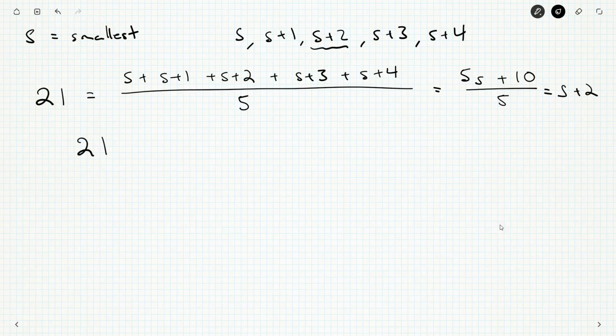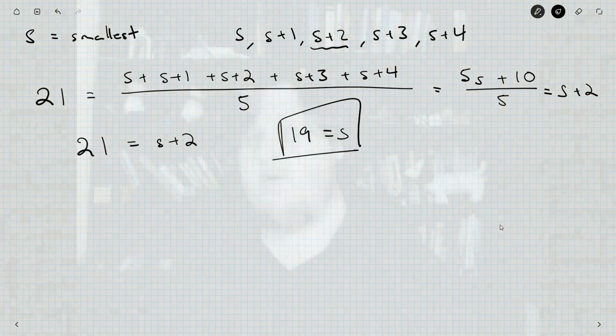Of course, if you did do this algebra, then you can say, well, 21 should be S plus 2. Subtract 2 from both sides. 19 should be S. Okay? So if you know averages really well, this question's not that bad. And if you didn't know averages so well, to say, this is actually something that's true.